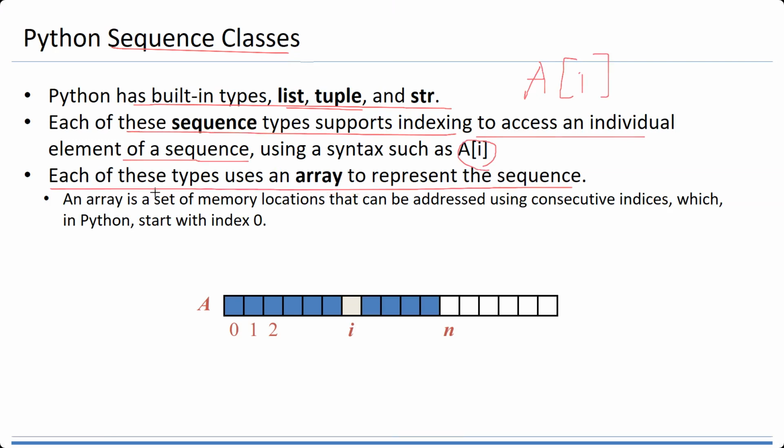If it is an array, then it is a set of memory locations that can be addressed using consecutive indices. You can see this is index 0, this is index 1, this is index 2, and so on. Suppose this is index i, and n is the number of elements in the array.